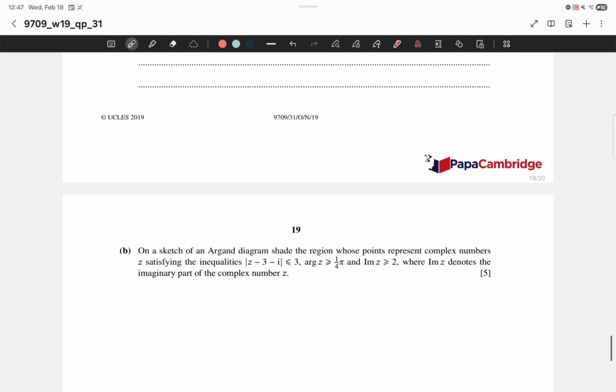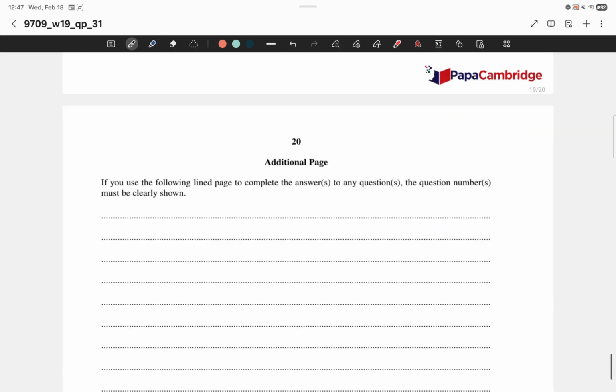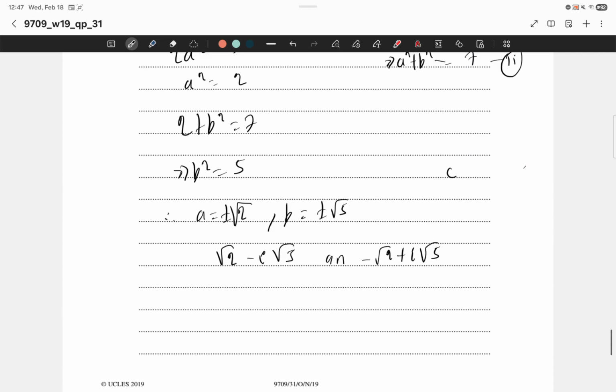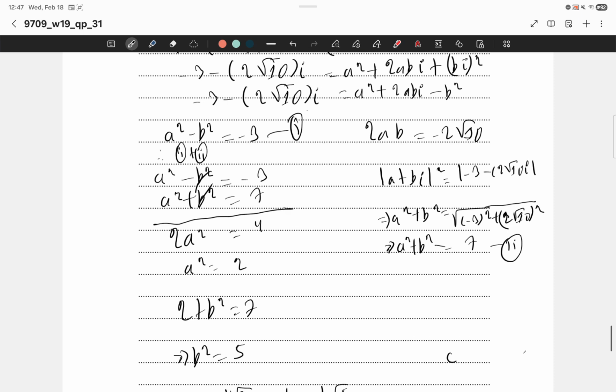But the thing is the space. Like you can use this additional space. I'm not really sure, but I think this is acceptable. This is also a mathematically correct way. So yeah, I think this is acceptable.